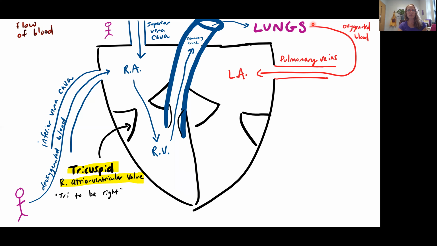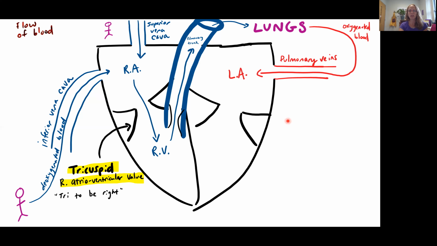Blood is going to travel from the lungs through the pulmonary vein back to the left atria. Now, because we're coming from the lungs, this blood is oxygen rich or oxygenated, so that's why it's in red, but because we're coming into the heart, then we are looking at a vein. So remember, arteries always carry blood away from the heart. Veins always carry blood to the heart.